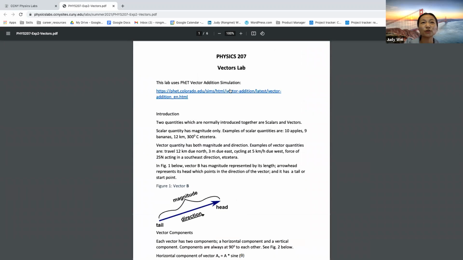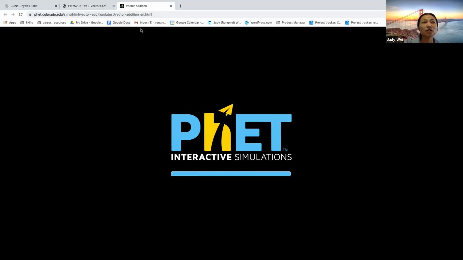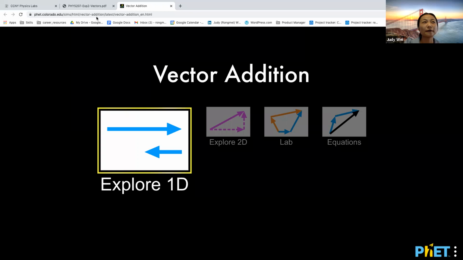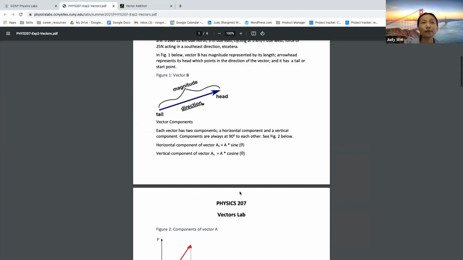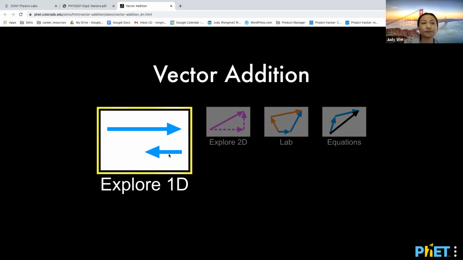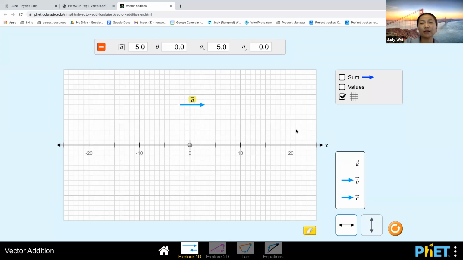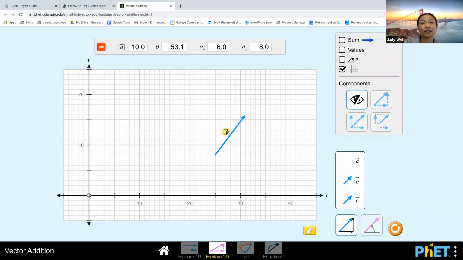Okay, let me show you. This is the online simulator. Let's say I have vector A and I want to explore 2D. So I have a vector A and a vector B. If I want to add them together, if you click here on sum, this will be automatically calculated for the sum of A and B.